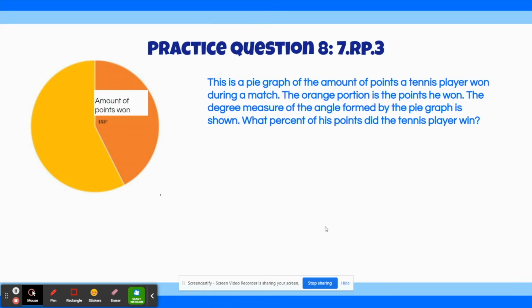Alright, this is practice question 8 and the final practice question of the video. It says, this is a pie graph of the amount of points a tennis player won during a match. The orange portion is the points he won. The degree measure of the angle formed by the pie graph is shown. What percent of his points did the tennis player win? Right now you can pause the video and try to solve this problem on your own. When you're ready to see the answer, press play.